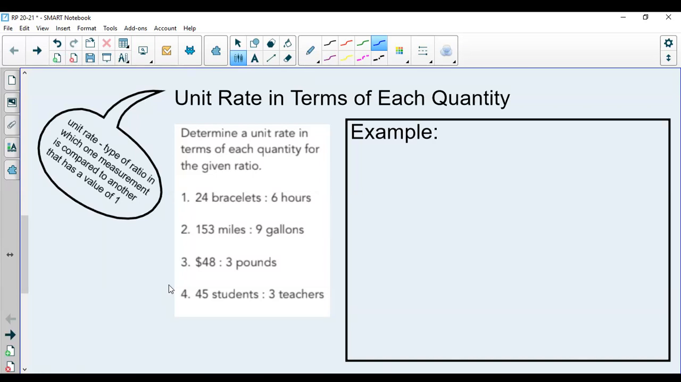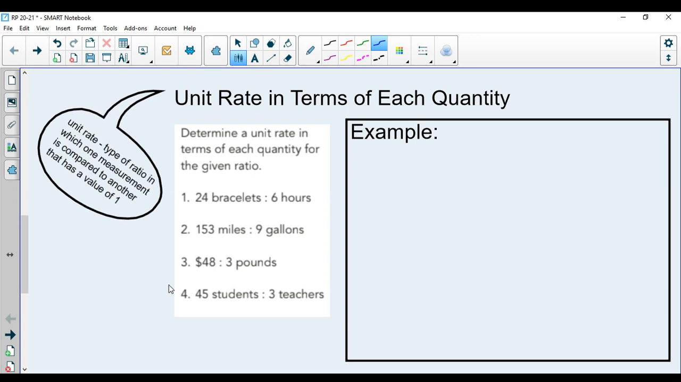Today, we're going to be calculating unit rates in terms of each quantity in a ratio. Let's start by reviewing that a unit rate is just a special type of ratio in which one measurement is compared to another measurement that has a value of 1.